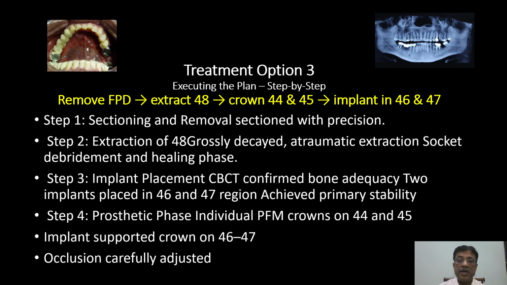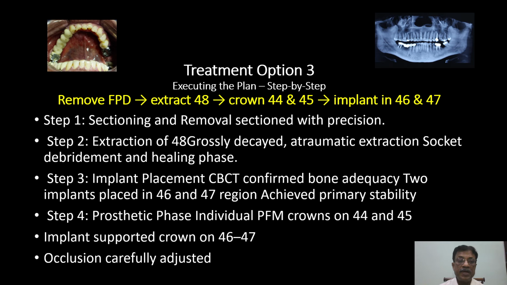So we consider treatment option 3. We don't consider mixed tooth implant supported restoration because of the problem we just discussed. So we place an implant in 46 and 47 region separately, and we place a separate crown in 44 and 45. So this is our treatment plan: we place the implant in 46 and 47 and a separate crown in 45 and 44 region. So what are the various steps?